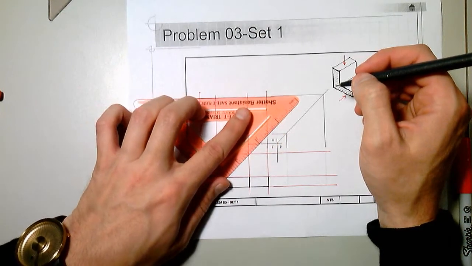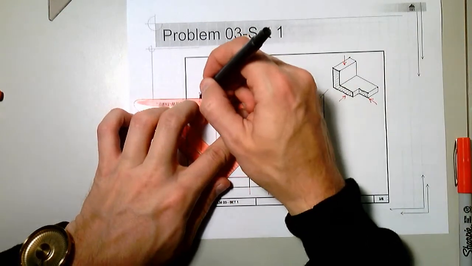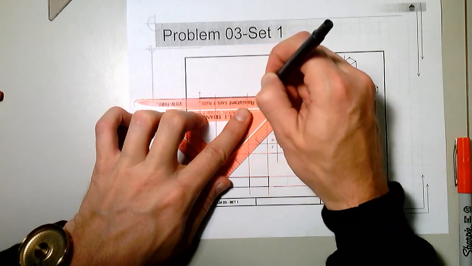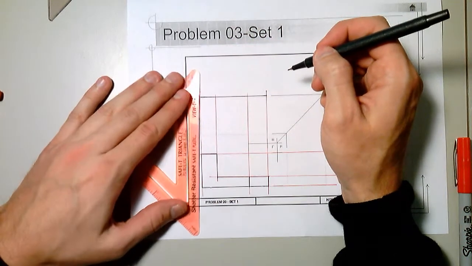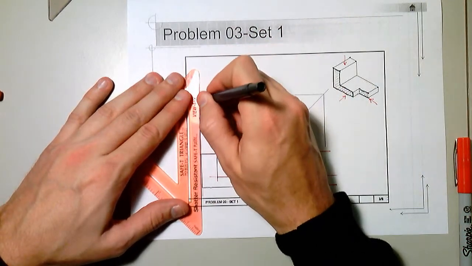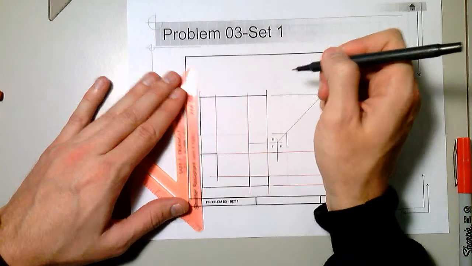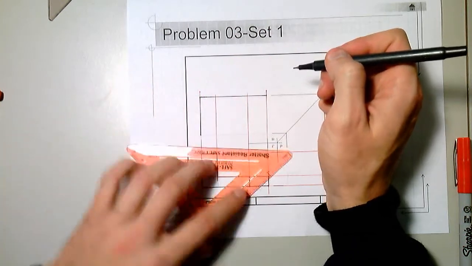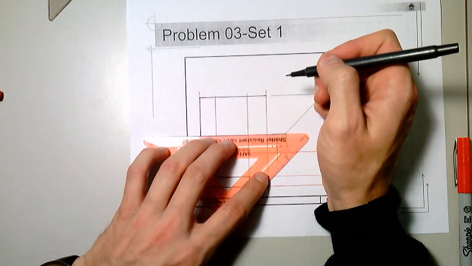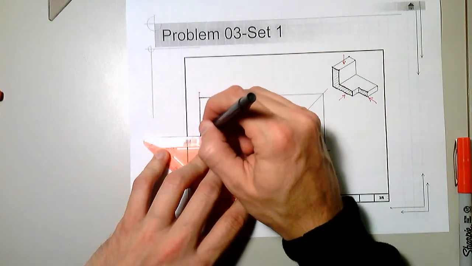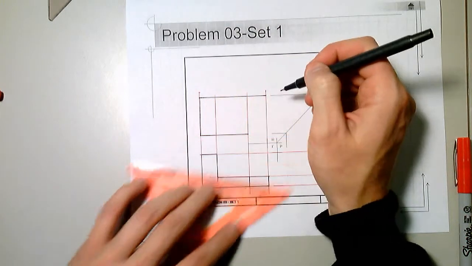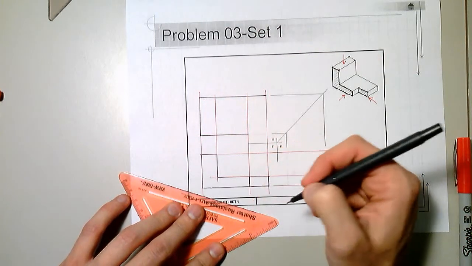So I'm going to start up here. Go there. And now here's the key. When I do this one, I'm going to stop at that line because that line represents that edge.